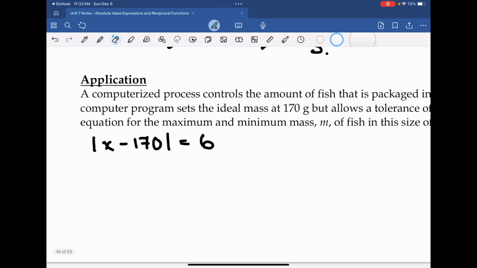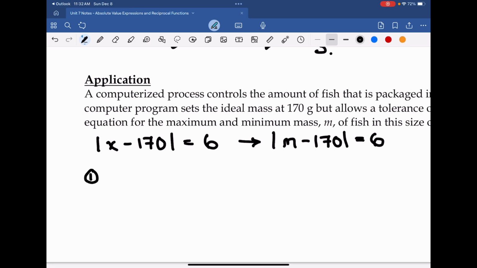Now, from here, I'm going to write the equation in just a slightly different manner. I'm just going to write it using m's instead. So the mass of the fish minus 170 absolute is equal to 6. These mean the same thing, but just to show you that you can write it using other variables. What we're going to do is, for part number 1, solve for the maximum. So I'm going to take the positive variant of the equation and set it equal to 6. I add 170 to both sides, and I end up getting that 176 grams is our maximum.